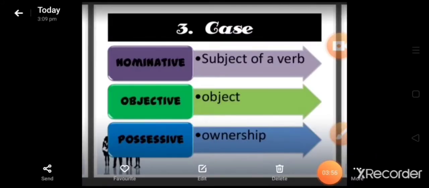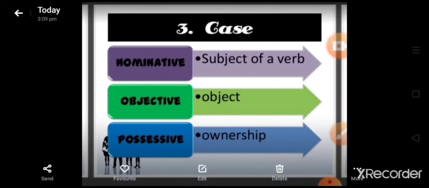Now let's talk about case. Noun case: a noun may be used as a subject or object of a verb, or to show possession. So we say that the noun is in the nominative, objective and possessive case respectively. Let us discuss this in detail. Here you can see nominative, objective and possessive.